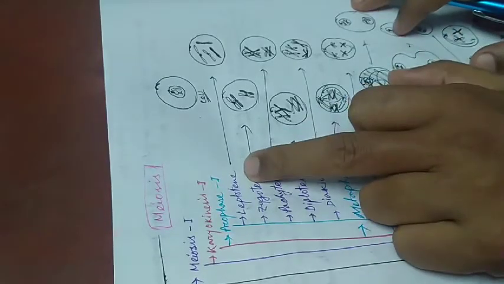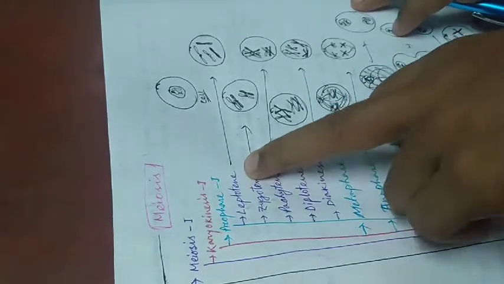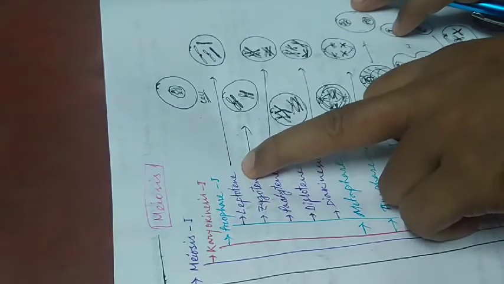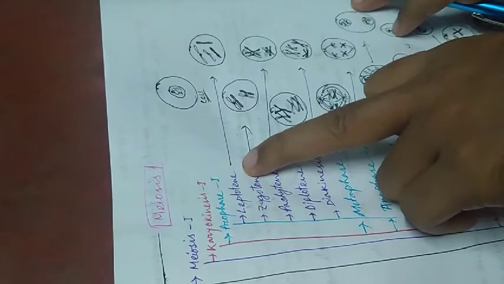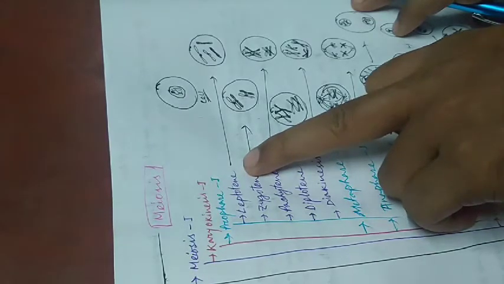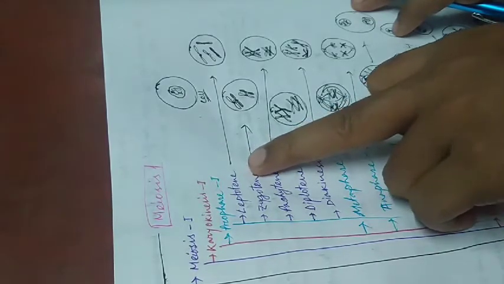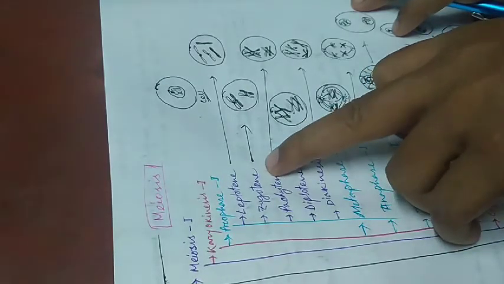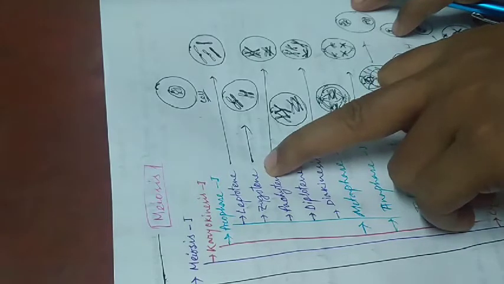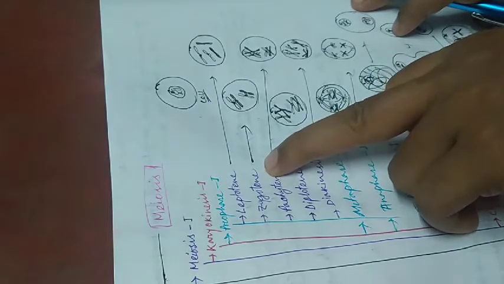In leptotene, the chromosomes are formed from the chromatin fiber of a cell. Then the zygotene. In zygotene, two homologous chromosomes will pair.